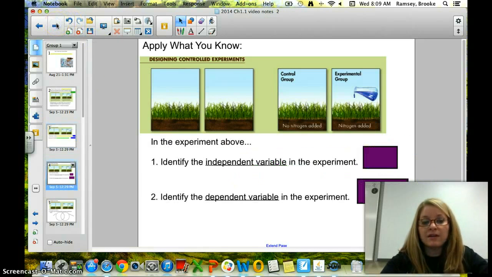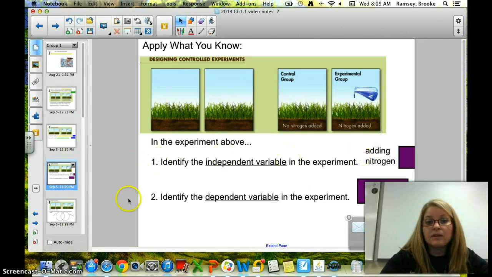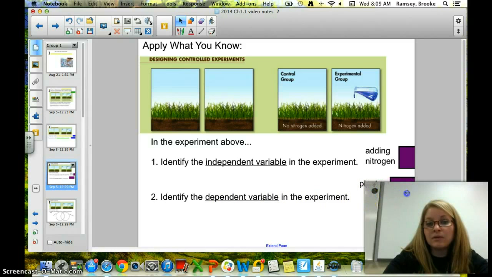So let's reflect back on this experiment. We're going to apply what we now know. So in the experiment above, we first want to identify the independent variable in the experiment. So what did we purposely change in our plots of grass? One plot of grass has nitrogen added to it. That would be the independent variable. The second thing we want to identify here is the dependent variable. So what is responding to the nitrogen added? And in this experiment, we would be looking at how plant growth of the grass is being affected.